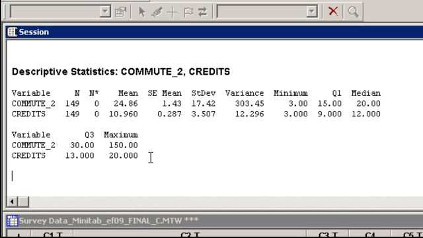If we look at the number of credits, the average, the mean was 10.96, so about 11 hours. Standard deviation was about 3.5, variance about 12.3. The minimum was 3 credits. Q1 was 9 credits, median was 12, Q3 was 13, and the largest was 20, called the maximum. So this ends this video session for organizing and summarizing quantitative data.